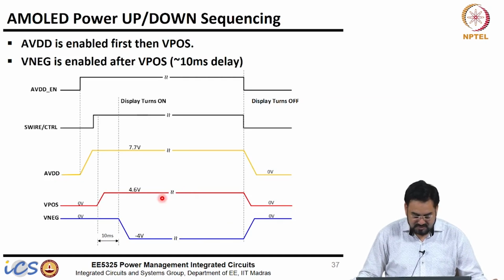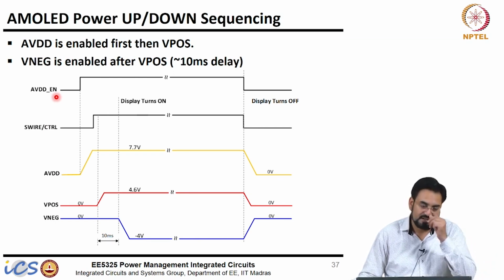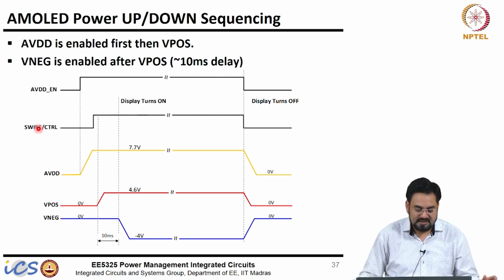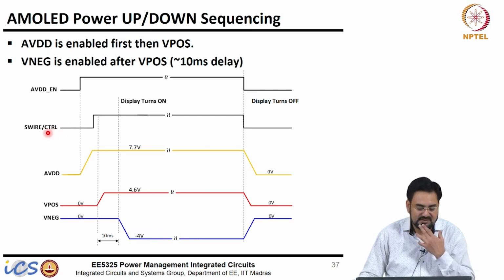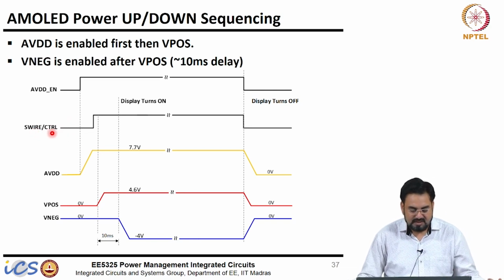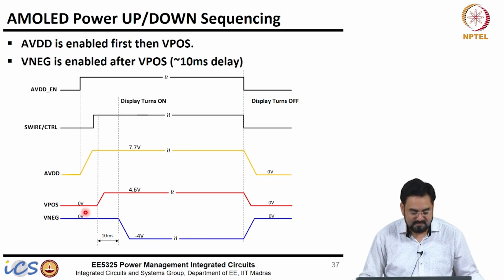Okay. So, by default ABDD we know is regulated at 7.7 volt, and this is the control voltage, S wire. So, just like in the backlight we had a separate enable signal for backlight, there is a separate enable signal for ABDD, but your positive and negative supply are controlled by a single enable signal which we call S wire or control signal, and the same signal is used to program this negative supply also. So, it is a single wire control which enables as well as controls the level of this negative supply.